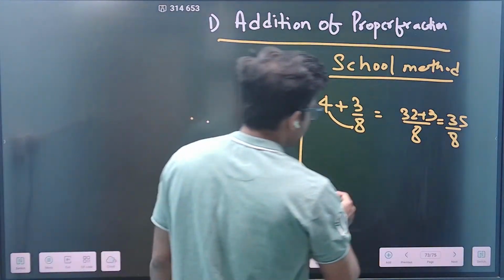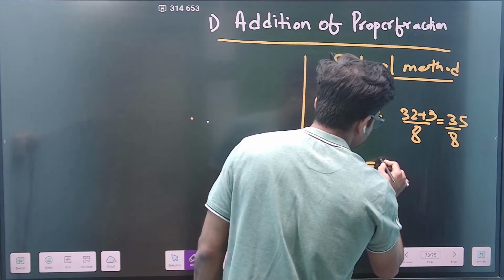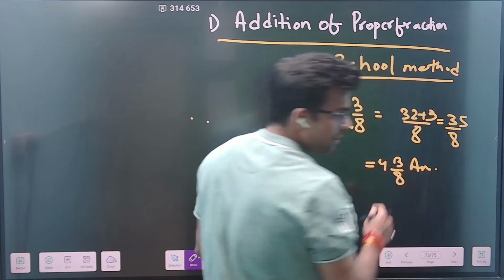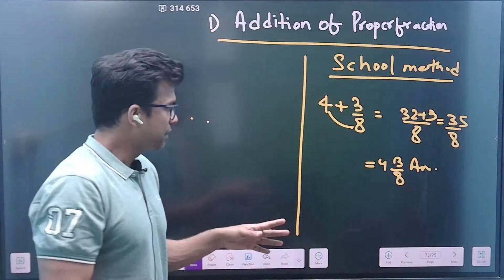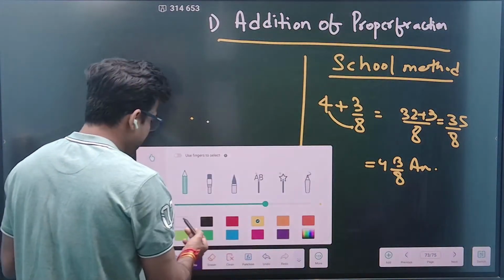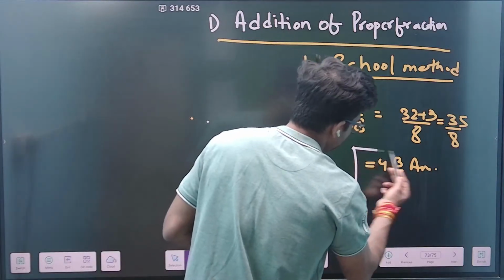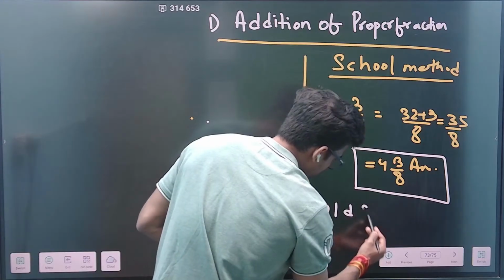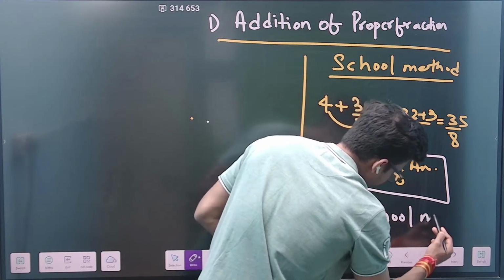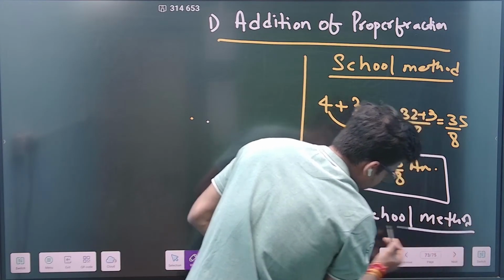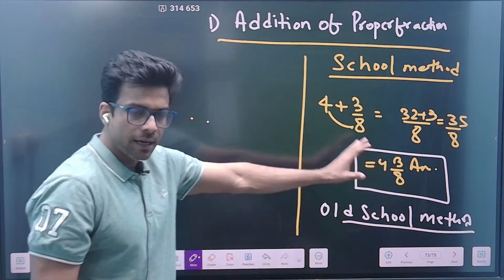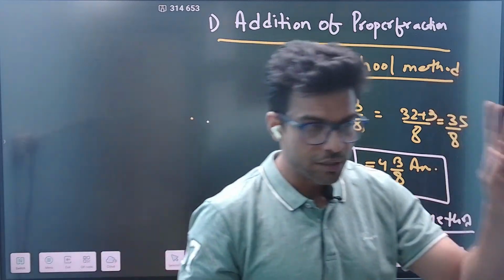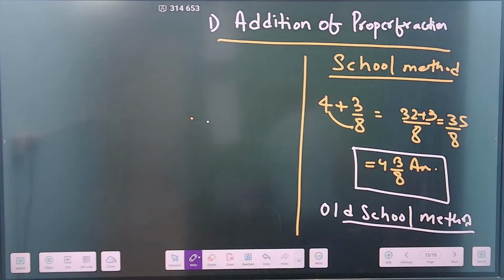Now this would be how much? 8 fours are 32, means 4 fours are 32, remainder 3. So 4 3 by 8 would be the mixed fraction, the answer of this question. This is basically the old school method. Write down old school method. What I need is to land up at 4 3 by 8, correct? This is the general point that I need to land up at 4 3 by 8.